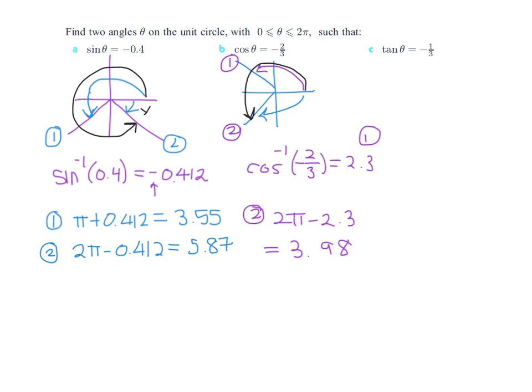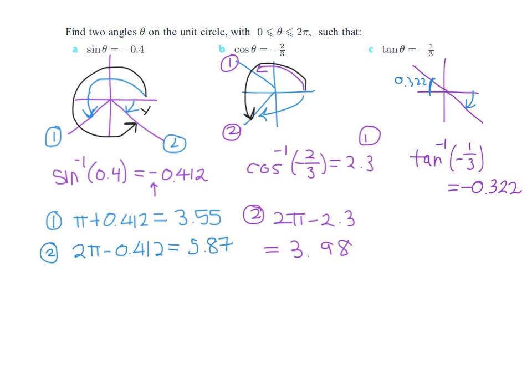Lastly, we have tangent of theta is negative 1 over 3. Tangent is negative on the second and the fourth quadrant. By plugging in arctangent of negative 1 over 3, we get a value of negative 0.322. Again, since the angle is negative, it's going to be a clockwise rotation. So that is 0.322. Another angle that's exactly the same is over here. That's 0.322.